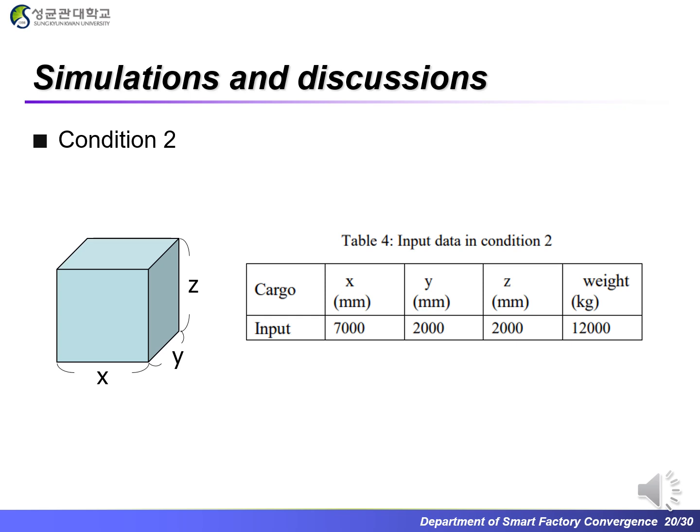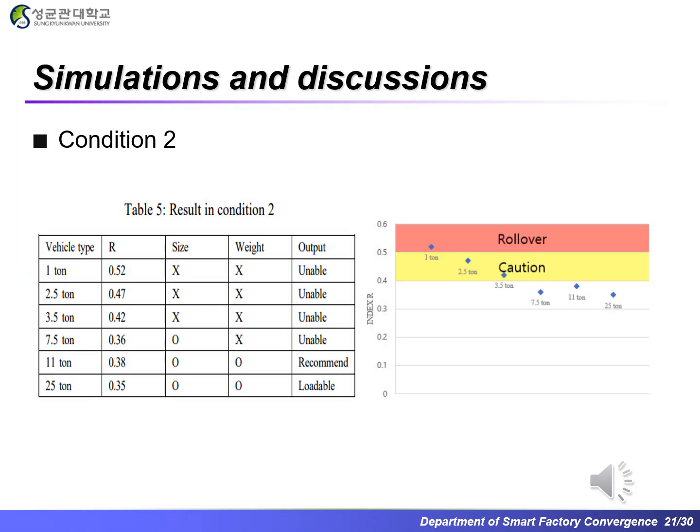In condition 2, only the size and weight of the cargo were changed from condition 1. According to Table 5, trucks with less than 11 tons were considered unable because they did not meet the size and weight conditions. Both 11-ton and 25-ton trucks have an index R of less than 0.4 and can transport reliably. But you can see that the 11-ton truck, which requires less cost, has been declared recommended. The user may select an 11-ton truck based on the corresponding result.